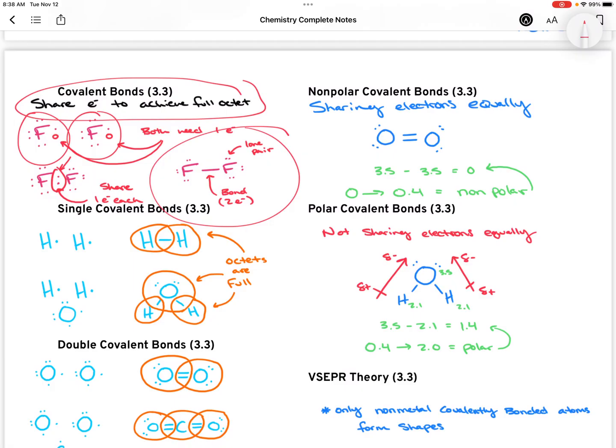And you'll notice that a lot of these atoms that are doing covalent bonding are all nonmetals, because they're takers. Remember that. They are takers. And takers would rather share with each other because they can't fully take an electron from another taker. So they have to share and work together to share those electrons.